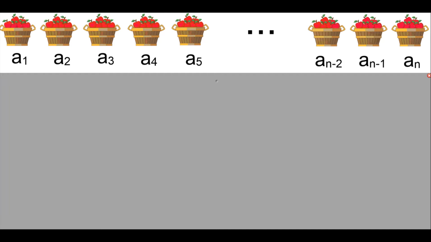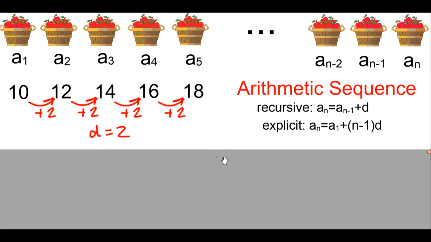Remember last time we were talking about sequences and bushels of apples. Specifically, we were talking about arithmetic sequences. An arithmetic sequence is where you take a number and you add that same number over and over again to get to the next term in the sequence of numbers. So in this example with these numbers, that D number is 2 because we're adding 2 over and over again.